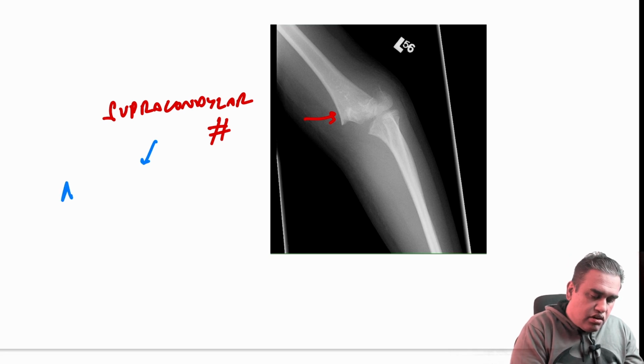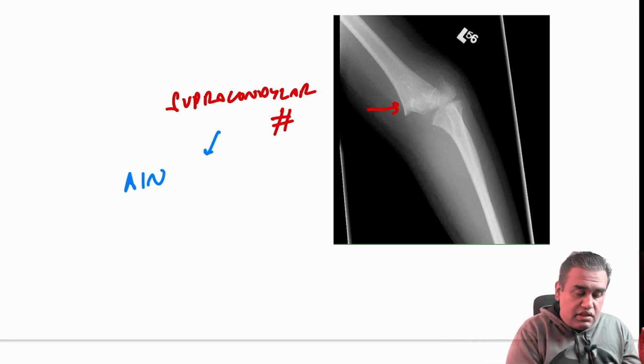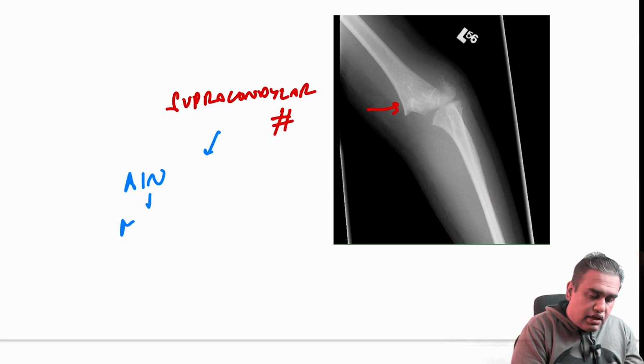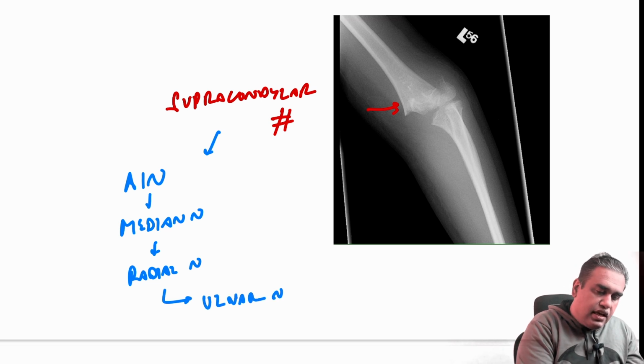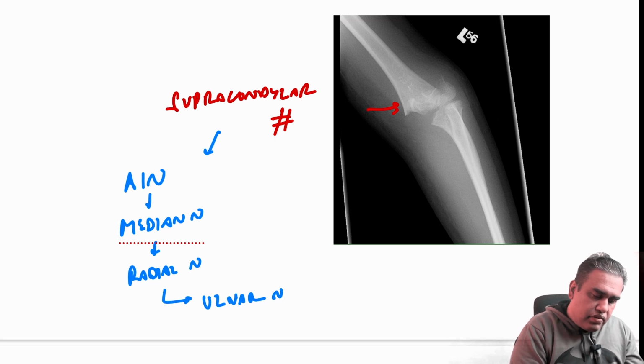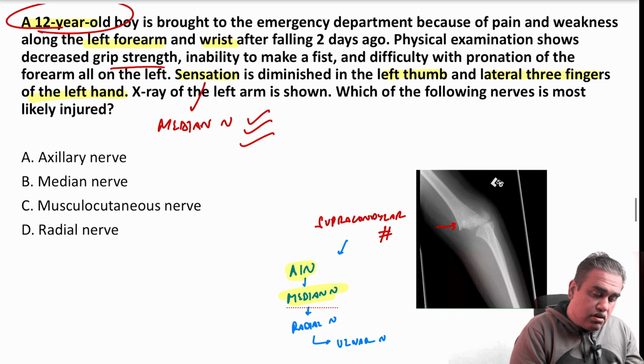There is anterior interosseous nerve. But sir, anterior interosseous तो motor nerve थी. हाँ, but ऐसा नहीं कि it is the only nerve that can be injured. After that, median nerve can also be injured. After that, radial nerve can also be injured. After that, ulnar nerve can also be injured. So AIN is obviously a part or a branch of the median nerve, but median nerve can also be injured. इसमें simply the median nerve is the culprit or the answer over here.